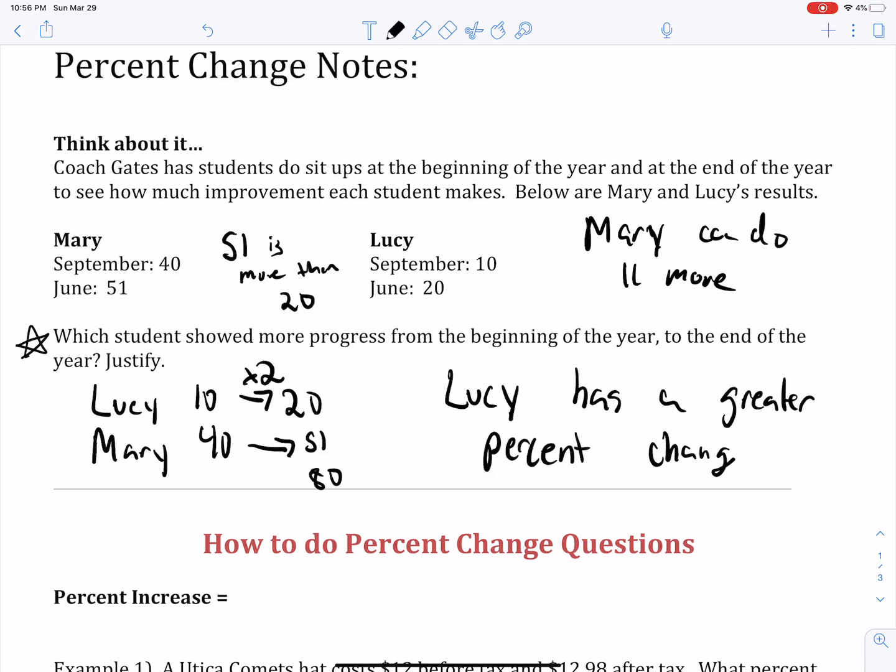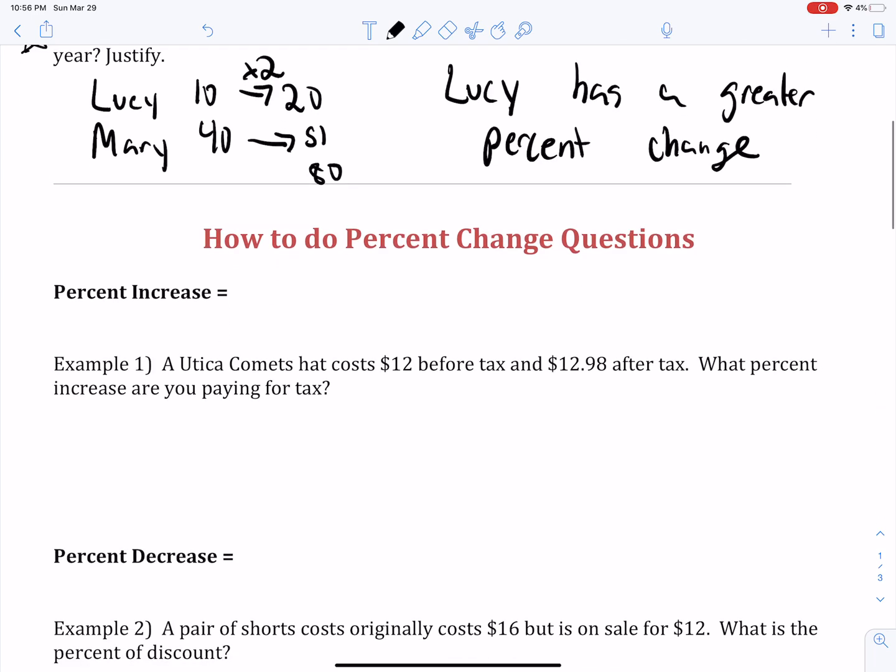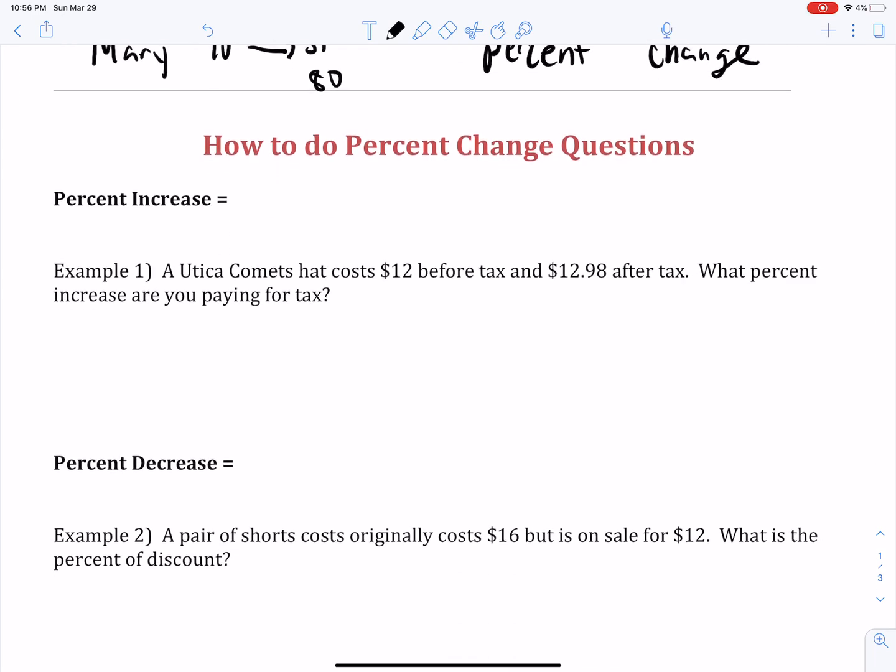Percents. They're such a great way to compare things. Who did better on a test? 3 out of 4 questions right, or 8 out of 10 questions right? Percents are so useful for comparisons, and they're going to be so useful helping us find percent change. So, how to do these percent change questions? There's a formula for percent change, and in particular, percent increase.